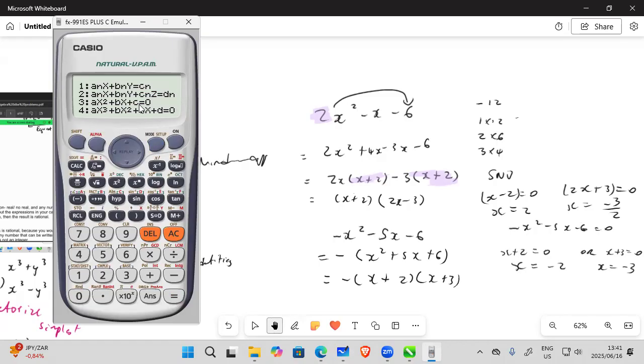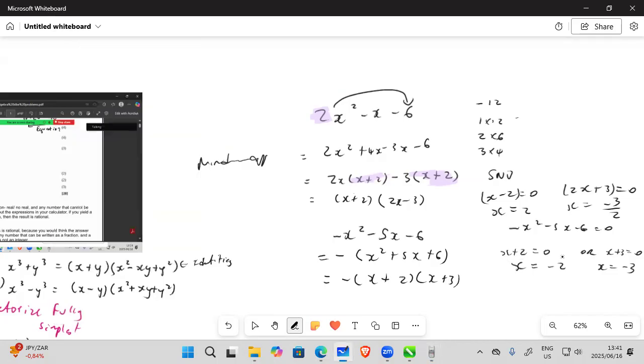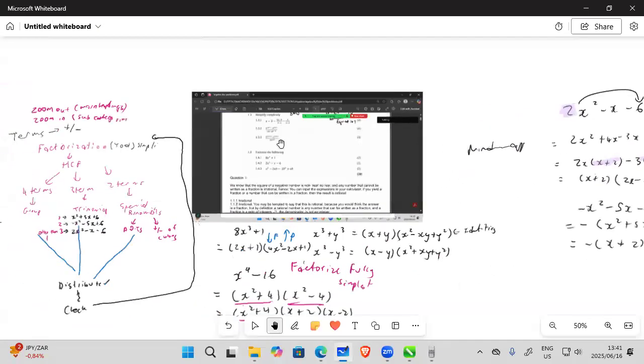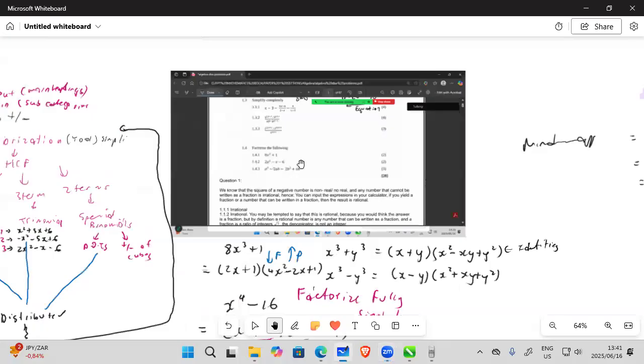ax squared plus bx plus c is equal to 0. Equal to 0. Can you see that? It's equal to 0, which is an equation. You have a left-hand side and a right-hand side. This is indirectly making use of the zero factor property. So this is equal to 0 or that has to equal to 0. Same thing, nothing different. Okay. So yeah, so we got that part done.